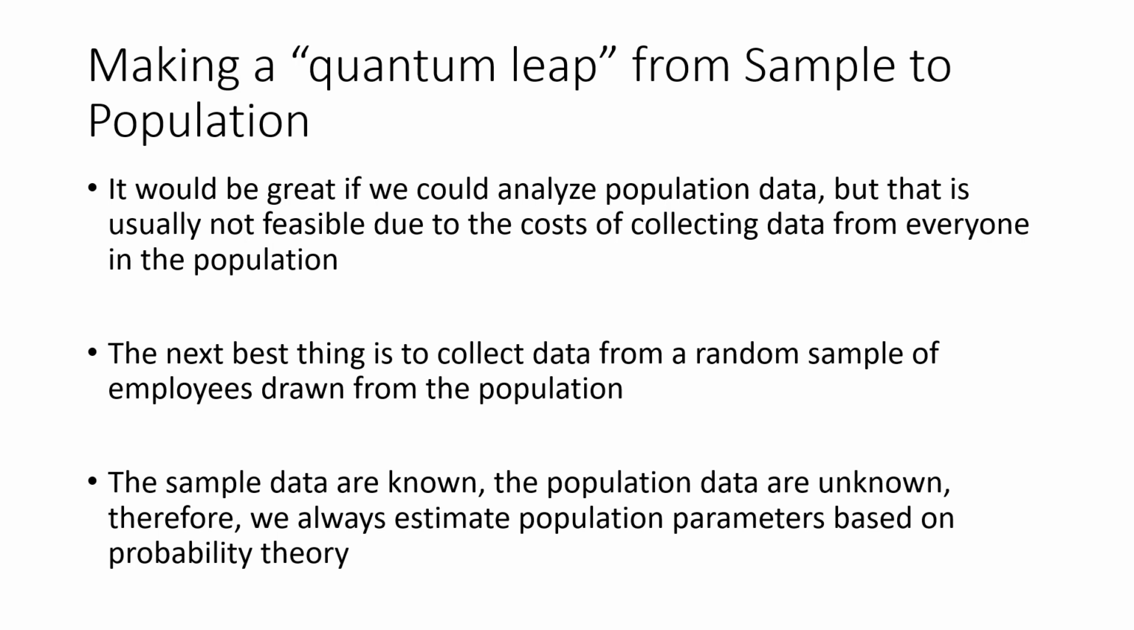So let's think about what we know and don't know here. We have data from a sample, whatever sample size that might be. It might be 100 employees, it might be 1,000 individuals, or whatever. So we have sample data, and these data are known. We don't have population data. The population data are unknown. So what we need to do is try and estimate population data based on the known data in our sample. So what we're doing is we're estimating population parameters based on probability theory.